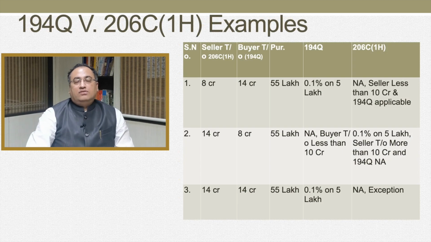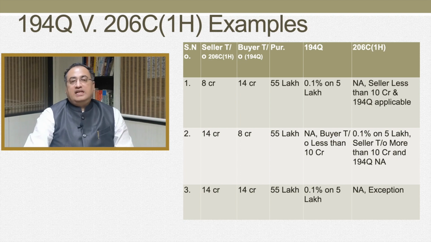Let us take an example with relation to 194Q and 206C subsection 1H as to which section will prevail based on the transaction. In the first example, we are taking sales of 8 crore. Seller's turnover is 8 crore, buyer's turnover is 14 crore. So buyer turnover is more than 10 crore and seller turnover is less than 10 crore. So seller is not required to collect any tax because his turnover is less, but buyer's turnover is more, he is required to deduct tax.